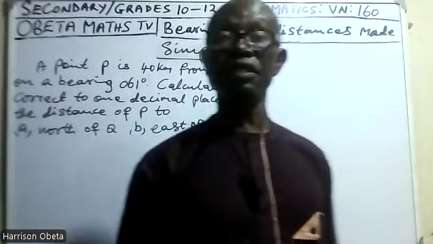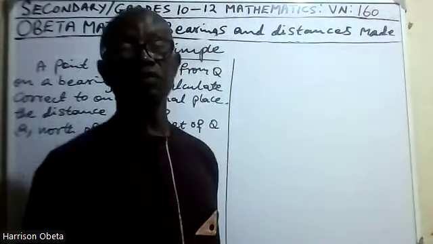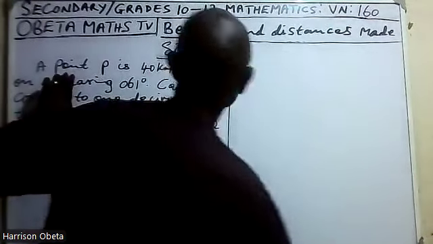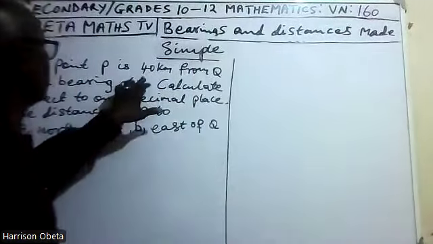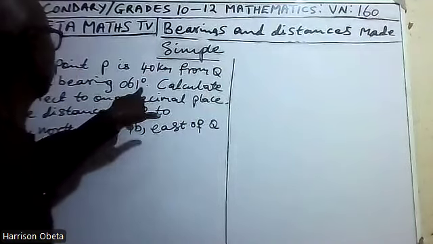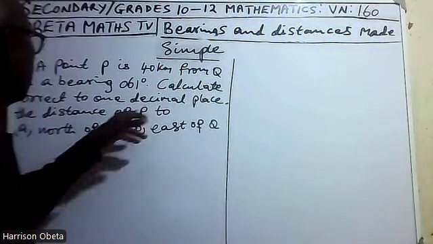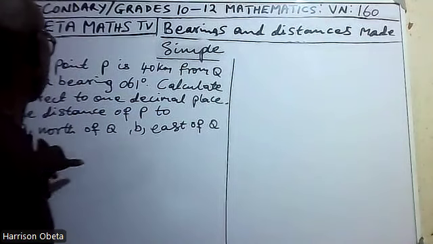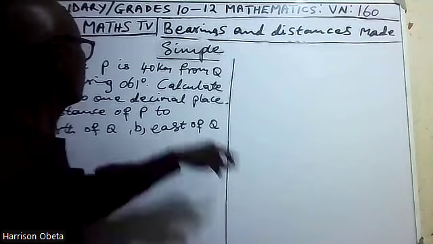I'm still dealing with bearings and distances. And we have a question on the board to solve. A point P is 40 kilometers from Q on a bearing of 061 degrees. Calculate, correct to one decimal place, the distance of P to north of Q and east of Q.